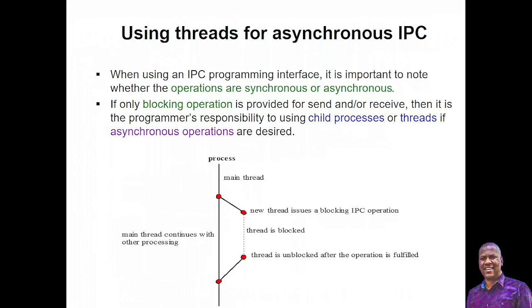We can also improve this by ensuring that if only blocking operation is provided for send and receive, then it is the programmer's responsibility to use child processes or threads. Now, in a normal scenario, the implementation of processes is normally a parent-child kind of engagement. We have parent processes, the main processes, and you also have those processes that are associated with the main process, which we refer to as what?